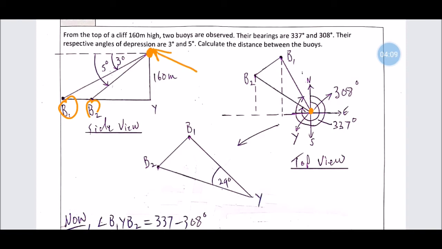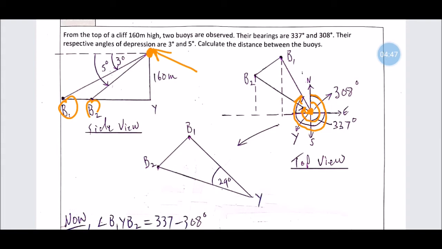And you can see from the bird's eye view that Y, which is that point in the middle here, B1, the first buoy, and B2, the second buoy, are not lined up in the same direction. That's because B1 and B2 have different bearings. The bearing of the first buoy is this here, which is 337 degrees. And the bearing of the second buoy is this here, 308 degrees.